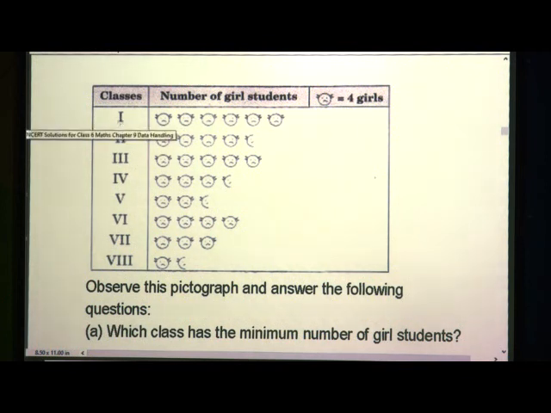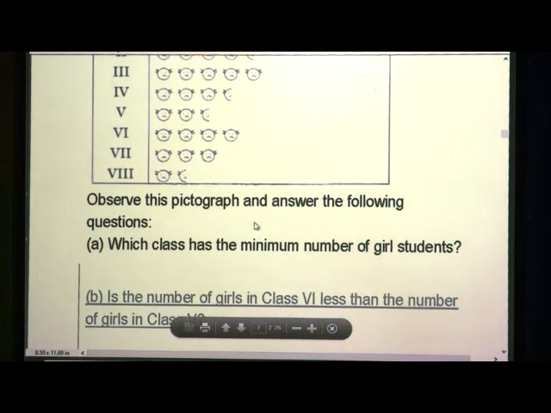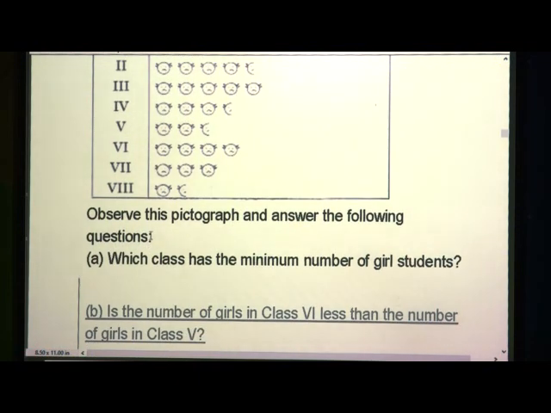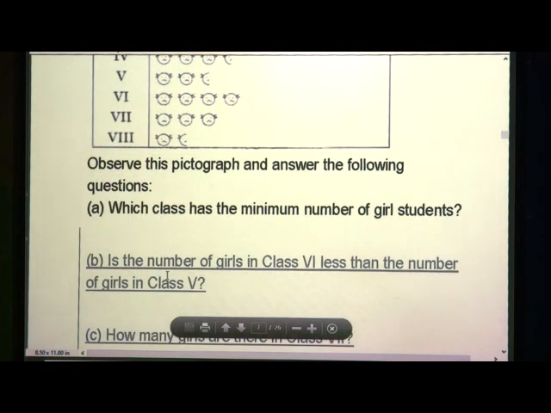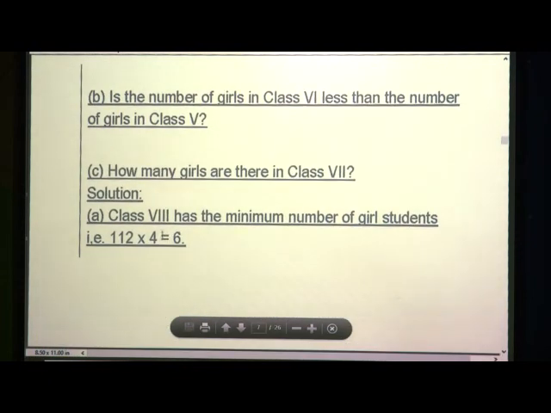Here the classes are given and here the number of girl students per class is given. Observe the pictograph and answer the following questions. Which class has the minimum number of girls? Let us see here.